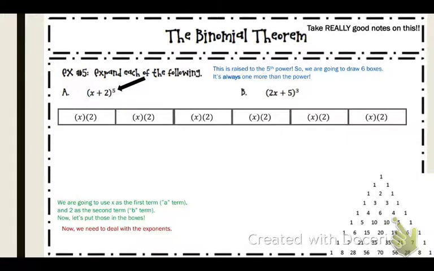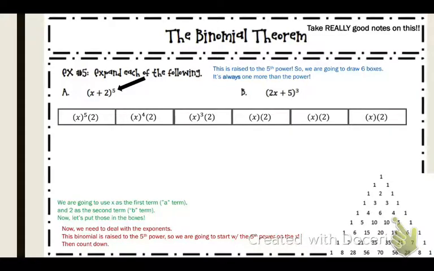Okay? Now we need to deal with the exponents. This binomial is raised to the 5th power, so we're going to start with the 5th power on the x. Okay? So it's x to the 5th. And then we're going to count down. So it's going to go x to the 4th, x cubed, x squared, x to the 1st, and then x to the 0 power. Okay, now we need to deal with our 2. The 2 needs to be raised to an exponent too. We ended at 0, so we're going to start back at 0. So it's 0, and then we're going to count up. 1, 2, 3, 4, 5. Okay, pretty straightforward so far.